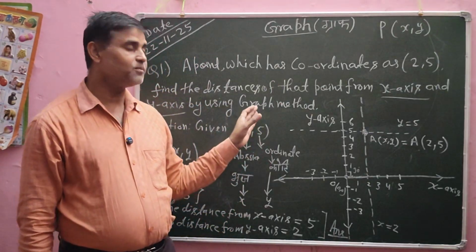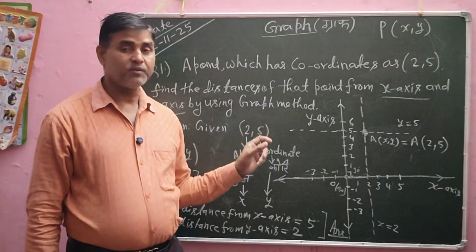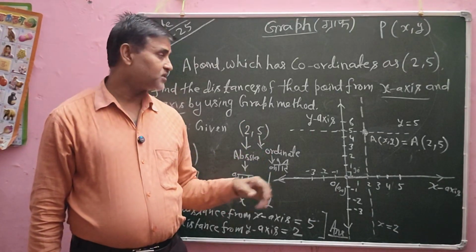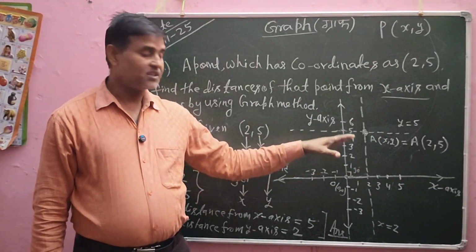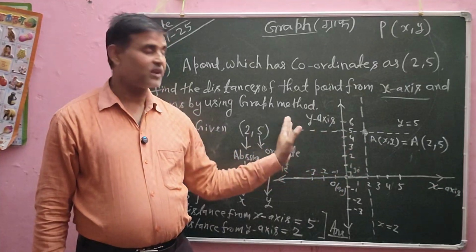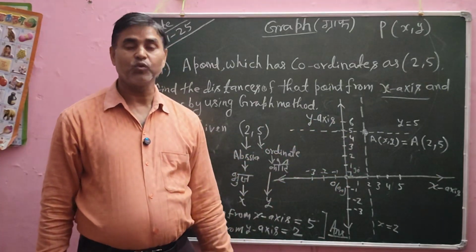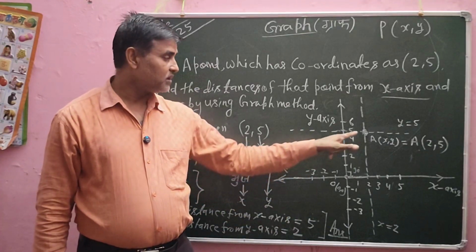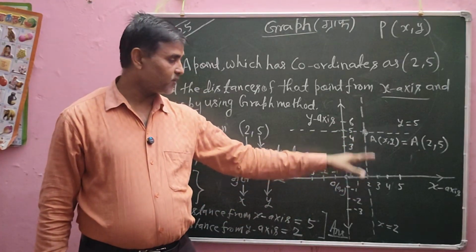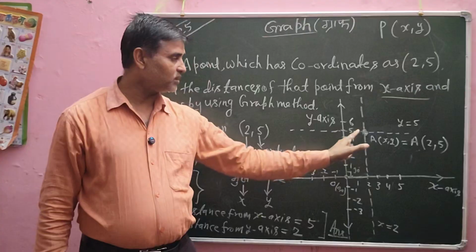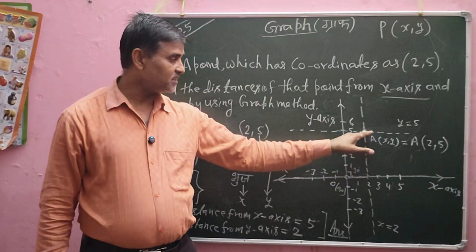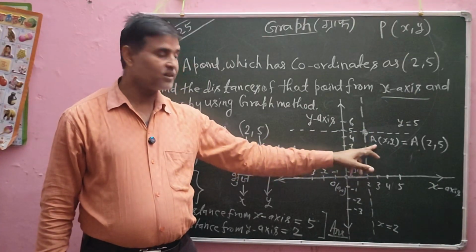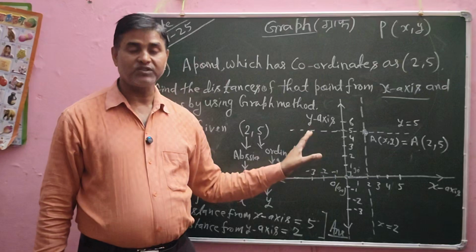This is a very important point, because if any question asks you to write the distance from the x-axis and also the distance from the y-axis, students get many confusions. For the distance from the y-axis, we have to take the value of x, and for the distance from the x-axis, we have to take the value of y. So you have to concentrate here.